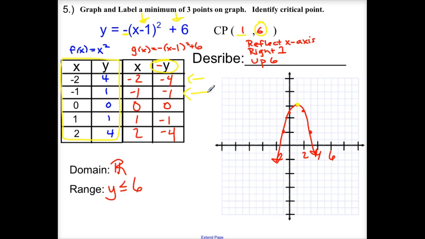For the quadratic, the domain is all real numbers, so that does not change with any transformation. And again, looking at the range, y is less than or equal to 6, and our critical point had a y value of 6. So those will match up, so you can check yourself as you're working through your domain and range. Because of that vertical reflection, our parabola is opening down, so our range is y less than or equal to 6.